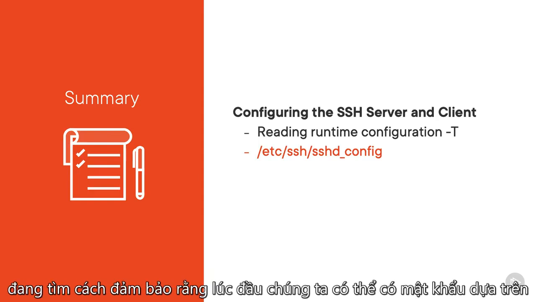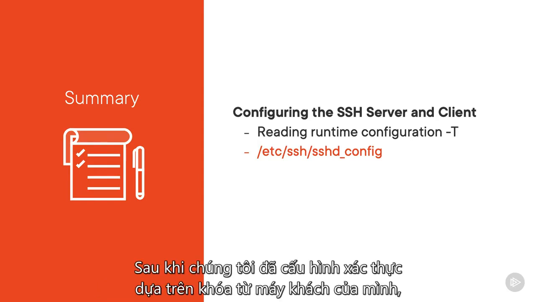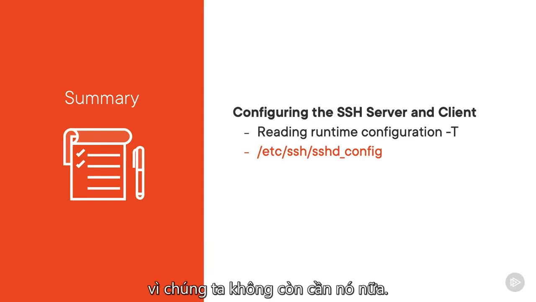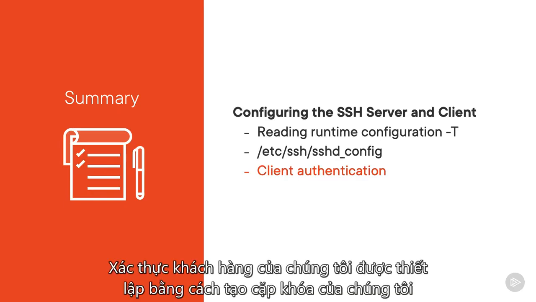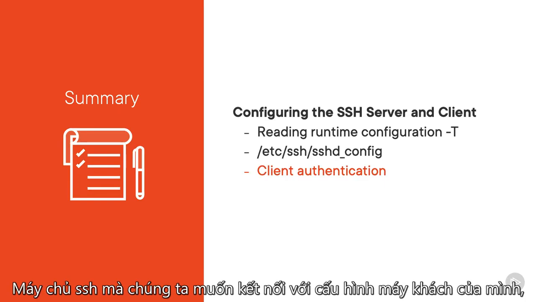And we were looking at ensuring that we could at first have password-based authentication, but disable root authentication. Once we had configured our key-based authentication from our client, we could disable the password-based authentication because we would no longer need it. Our client authentication was set up by generating our key pair and copying the public key to the remote system, the SSH server, we want to connect to.